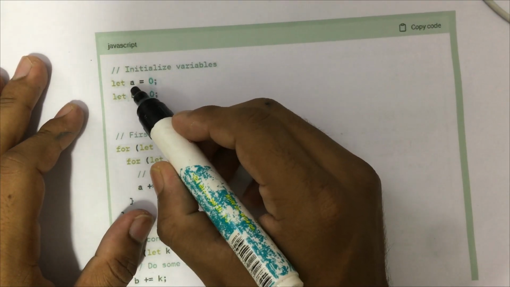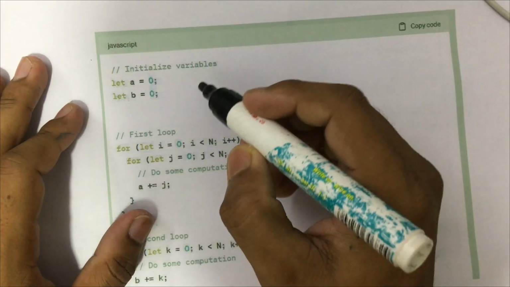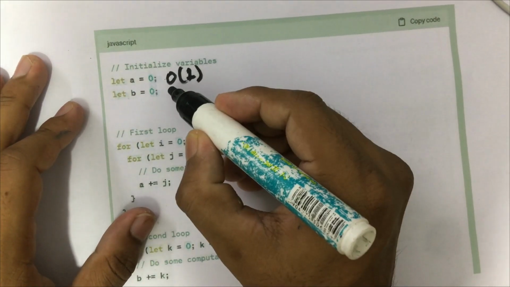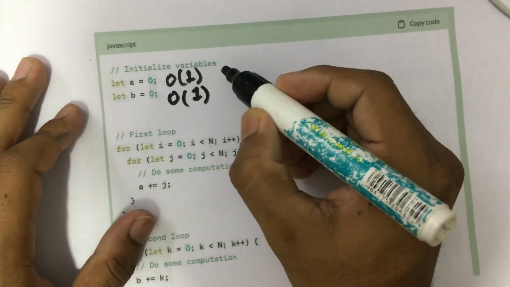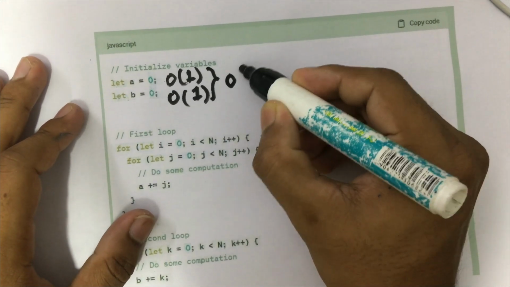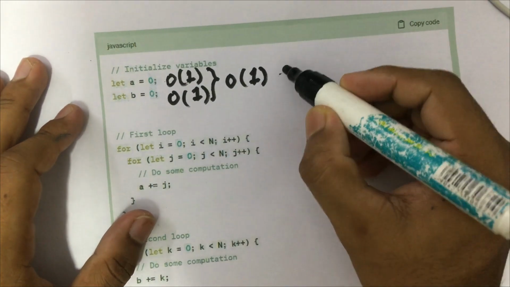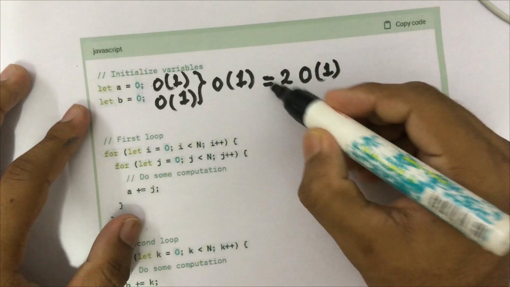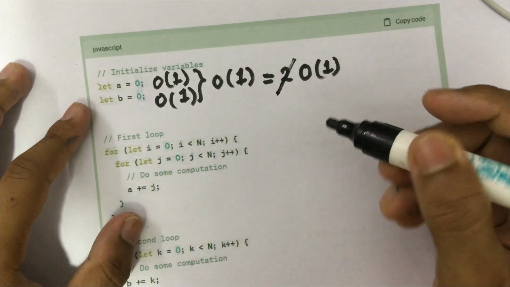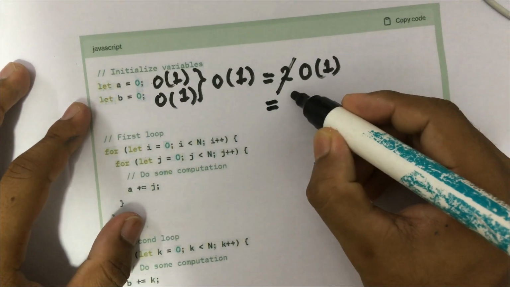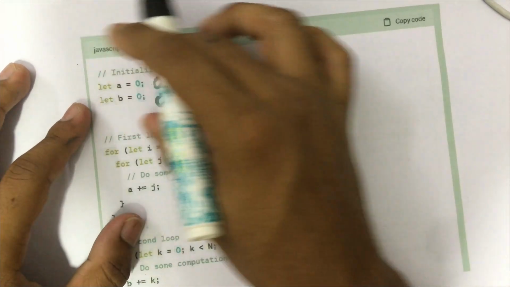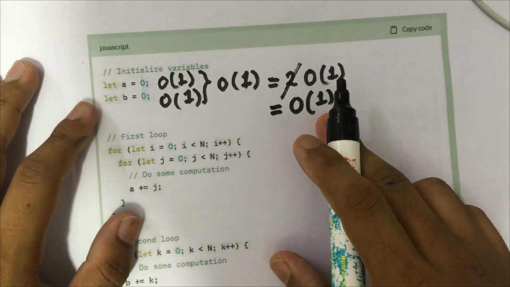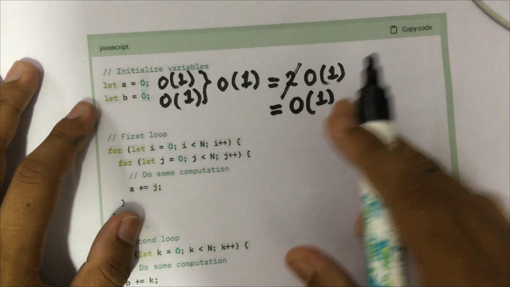So we have initialized a equal to 0 and b equal to 0. Clearly this will have a big O of 1, and this also will have a big O of 1, and all over the big O of 1 would be O of 1, right? If you write it in detail, it will become 2 times O of 1. So we eliminate this part because this is basically the constant part. So this part has a big O of 1.